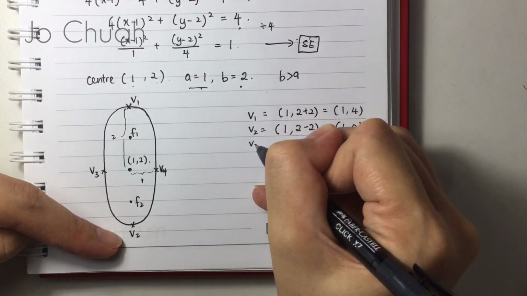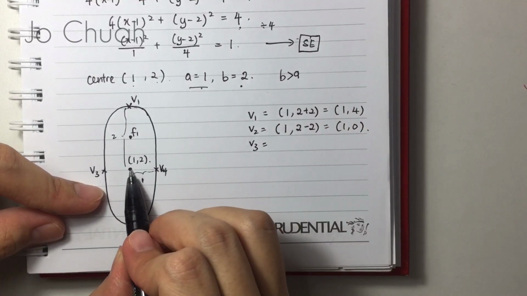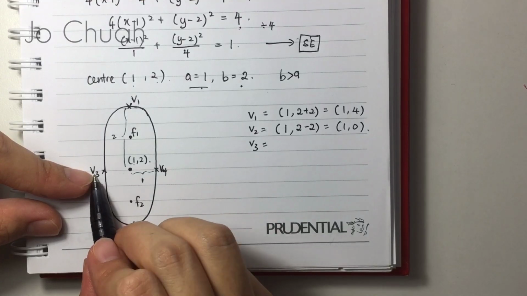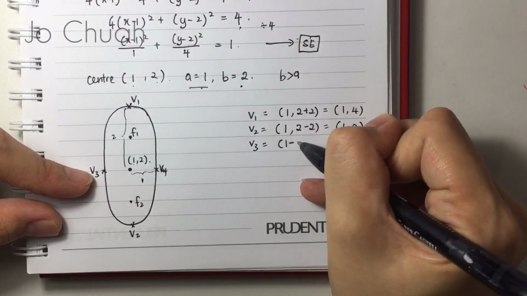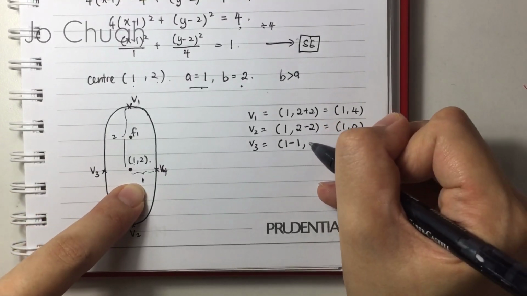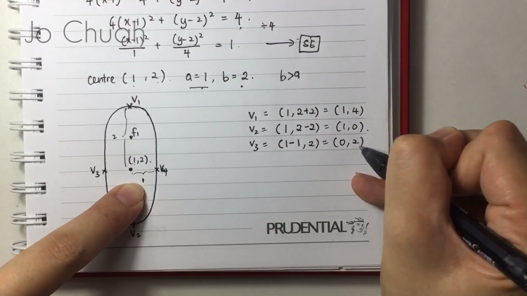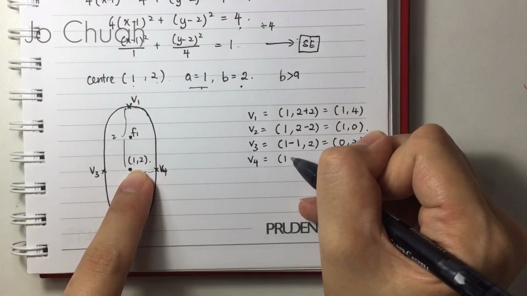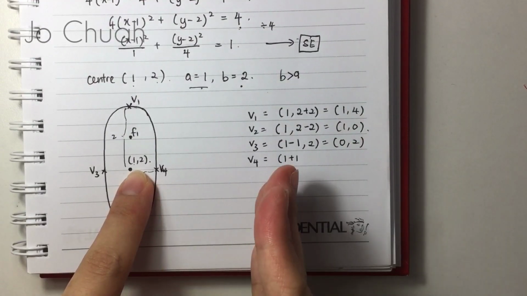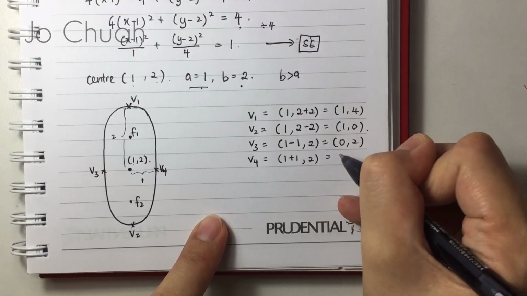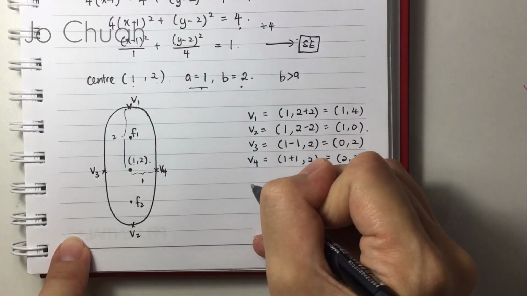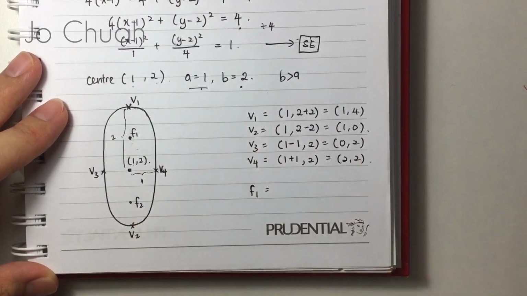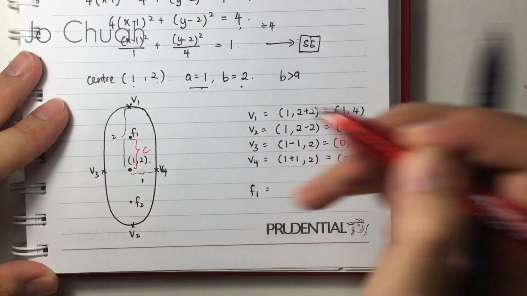Okay, V3. So here, the y coordinate will be the same, but the x coordinate will change because it's going to the left. So 1 minus 1 because the distance is 1, and still 2, so it's 0, 2. V4, so it's still 1 but plus 1 because you go to the right, and 2, so it will be 2, 2. Your F1, so you have to find distance C first because this is distance C.